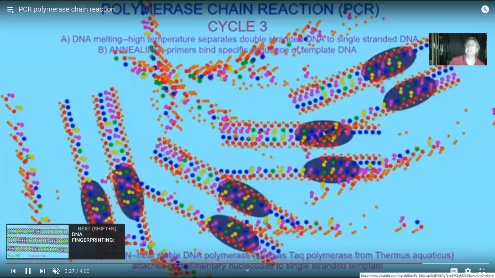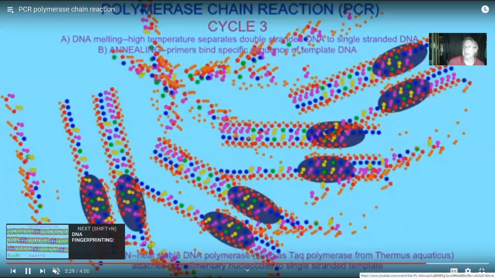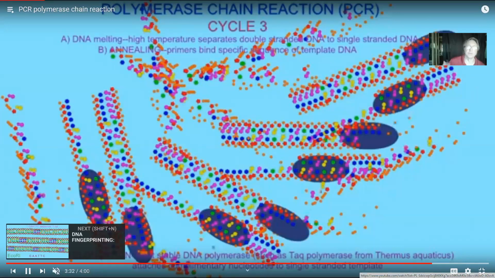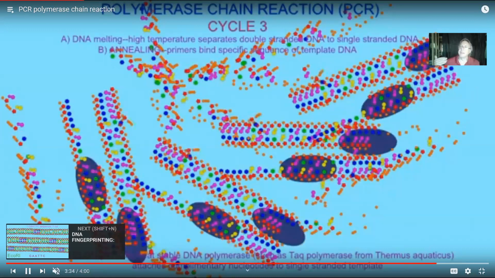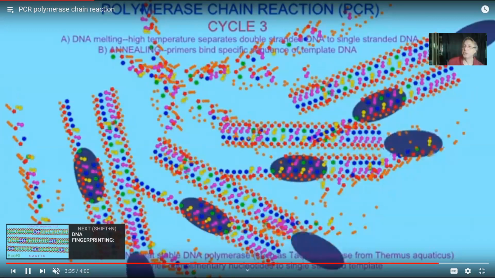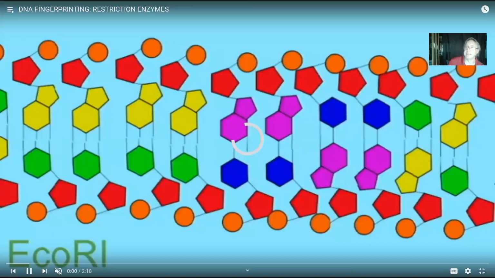So PCR, polymerase chain reaction, is a way of just amplifying DNA. So now you can do some of the subsequent tests. The next thing that you might want to do with DNA is to cut it so that you could make a series of fragments, which could then be studied.